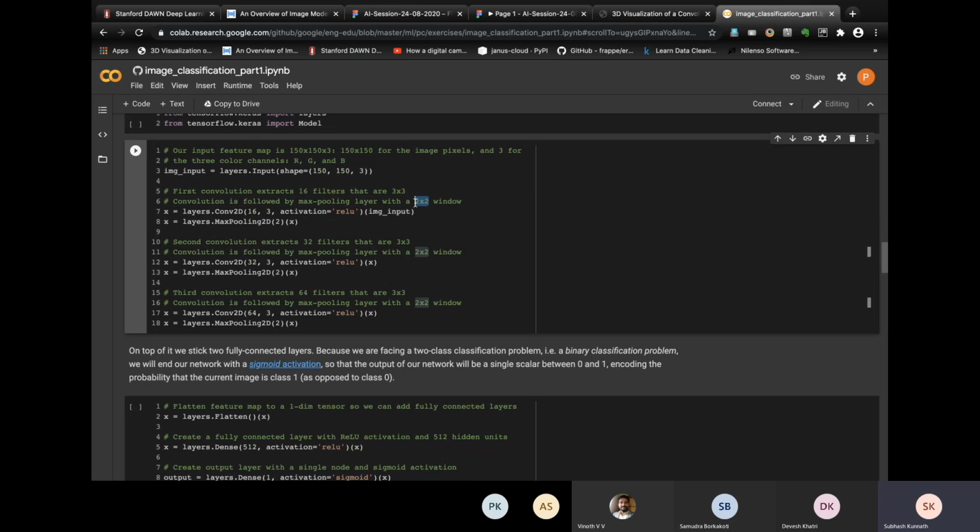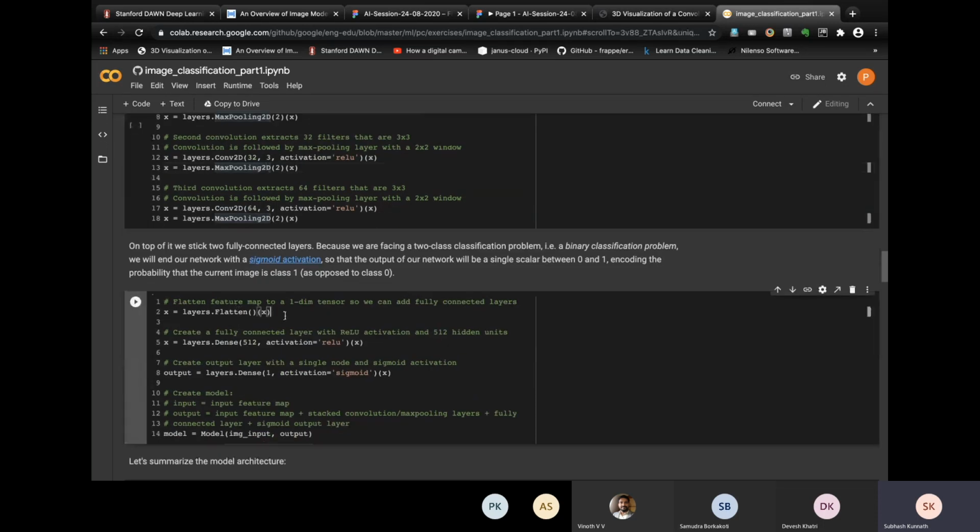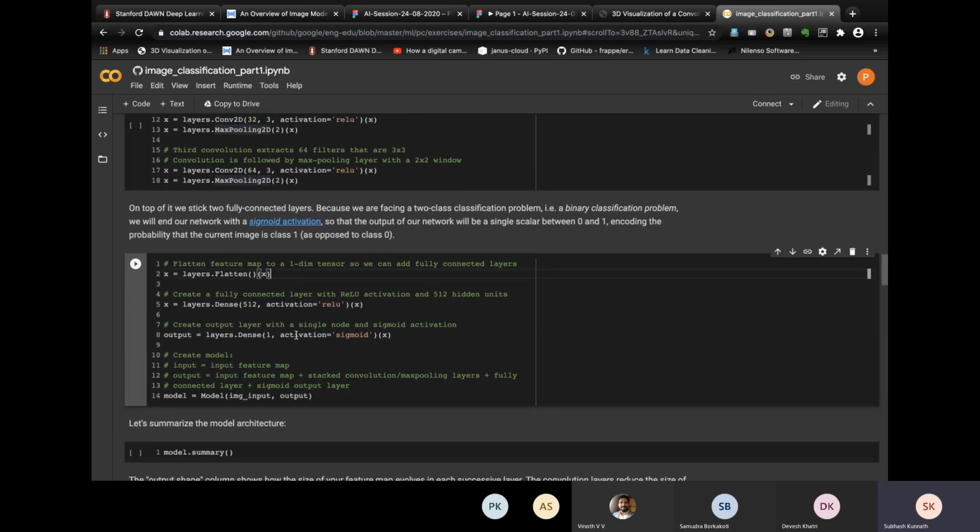This 2x2 window is moved along the previous layer, and out of the four elements processed using the filters, whatever is maximum will only be transferred to the next layer. So it's a kind of dimensionality reduction. Then again there is another 2D convolution layer, then max pooling, 2D convolution and max pooling, and then the whole thing is flattened into a linear array.